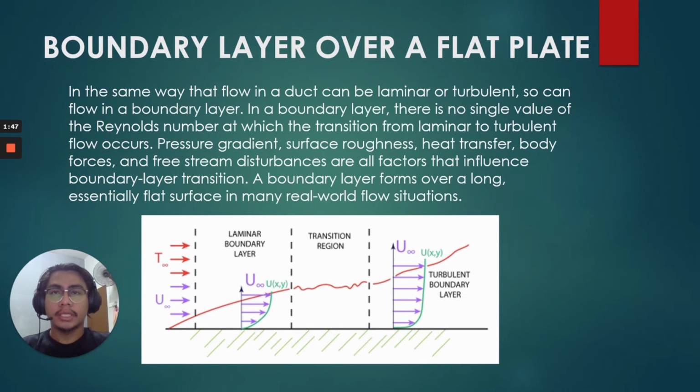So for the boundary layer over a flat plate, in the same way that flow in a duct can be laminar or turbulent, so can flow in a boundary layer. In a boundary layer, there is no single value of the Reynolds number at which the transition from laminar to turbulent flow occurs. Pressure gradient, surface roughness, heat transfer, body forces, and free stream disturbance are all factors that influence boundary layer transition. A boundary layer forms over a long, essentially flat surface in many real-world flow situations.